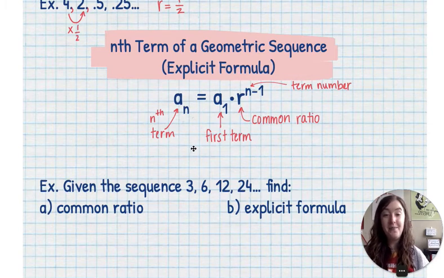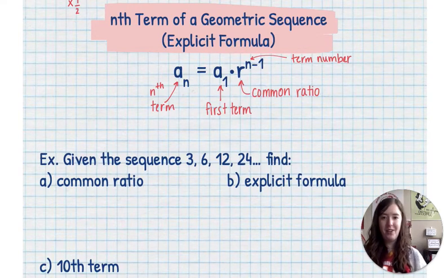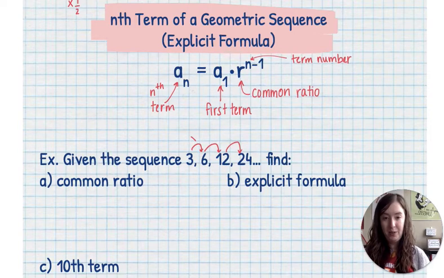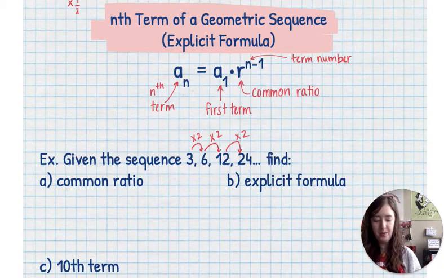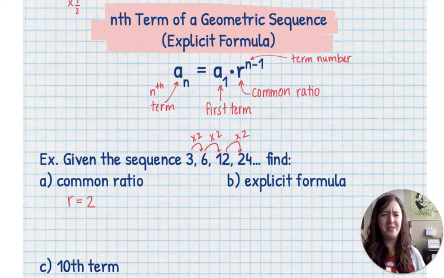All right, so given this sequence, we want to find the common ratio, the explicit formula, and the 10th term. First, to find the common ratio, we want to figure out what we have to multiply by from one term to the next. From 3 to 6, we had to multiply by 2. Same thing from 6 to 12, and from 12 to 24. So R, my common ratio, is 2. Sorry, I'm getting used to solving equations right now.